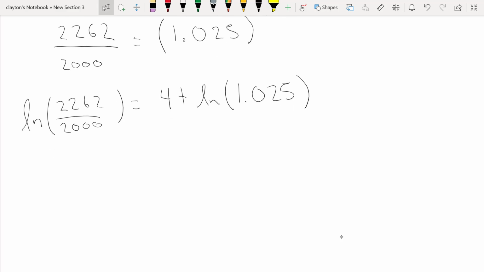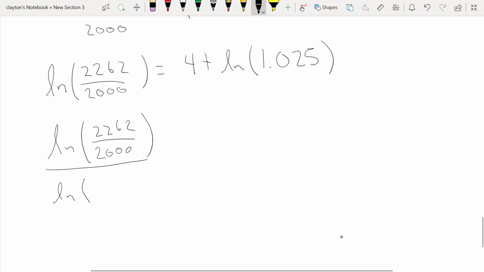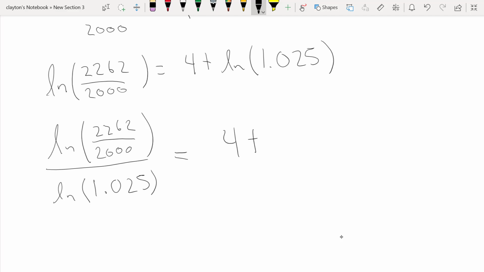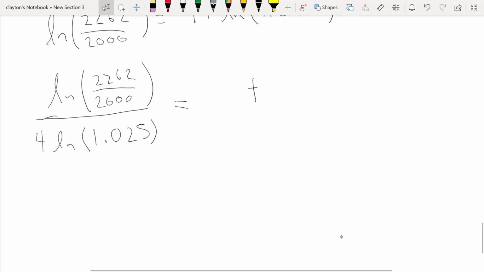And so again, we want to solve for t by itself. So now we're going to have natural log of 2262, all divided by 2,000, all divided again by natural log of 1.025, and you could do this next one in one step, but is equal to 4t. And just to save ourselves some step, right, if I want to get rid of the 4, I could also divide both sides by 4. And I have t.